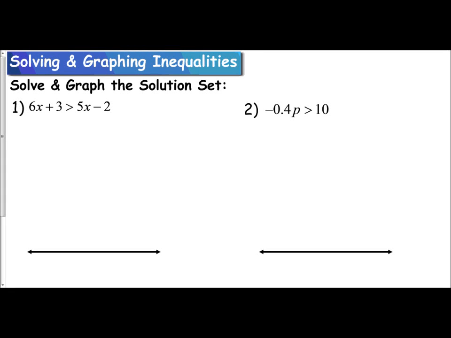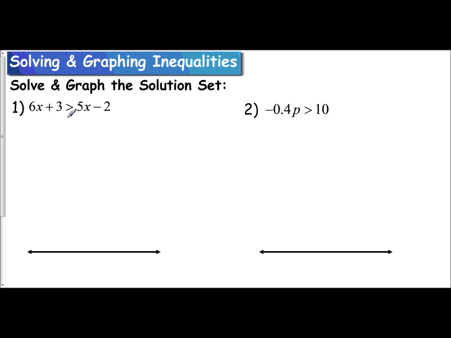In the following video, we're going to examine how to solve and graph inequalities. Remember, the steps for solving inequalities are the same as the steps for solving equations, except that when you multiply or divide by a negative number, you need to flip the inequality symbol. So let's attempt the first example.